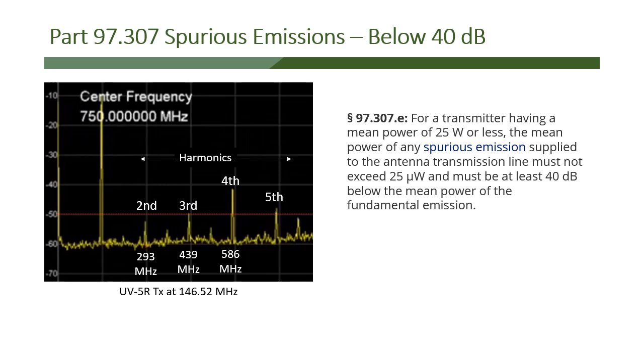So there is part 97.307, part E for VHF and above, which is part of the Title 47, part 97 rules that govern amateur radio. It says, for a transmitter having a mean power of 25 watts or less, like a handy-talkie, the mean power of any spurious emission supplied to the antenna transmission line must not exceed 25 microwatts and must be at least 40 dB below, that's negative 40 dB below, the mean power of the fundamental emission.